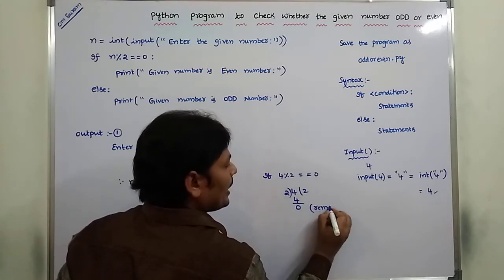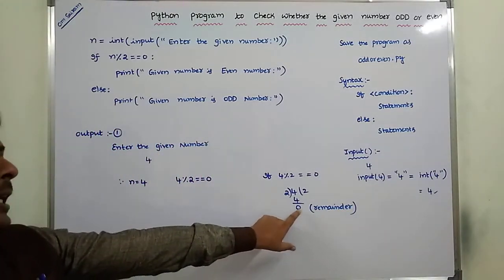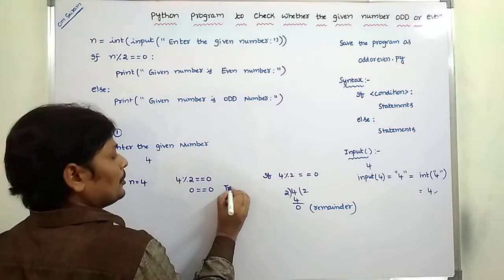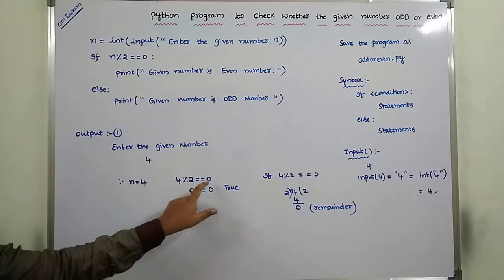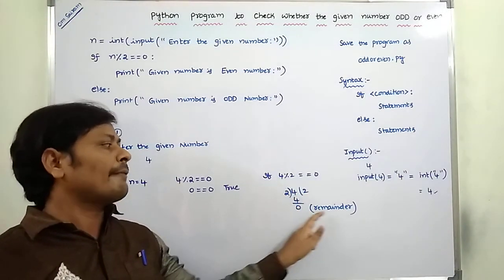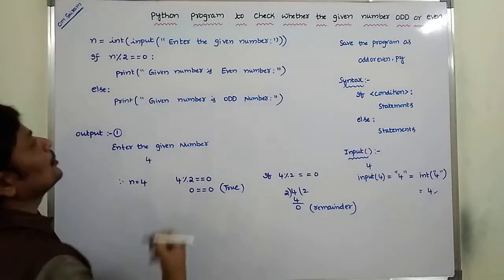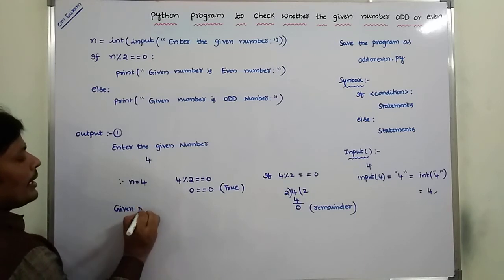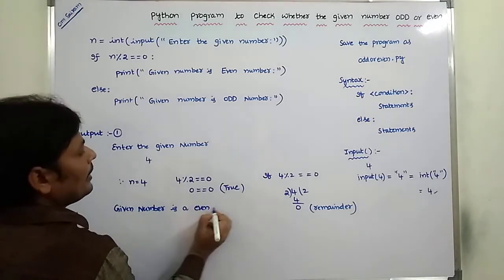So this modulus operator returns the remainder value. What is the remainder value we are getting? 0. So therefore 0 is equal to 0. So here, if n value is 4, 4 modulus operator 2 is equal to 0. That means 4 can be divided by 2, so the remainder value 0 we are getting. So 0 equal to 0, that is true. So now print, the given number is an even number. So the output is, given number is an even number.